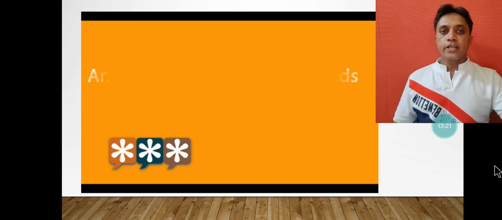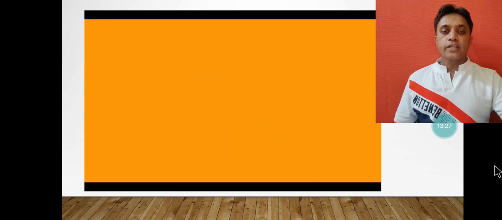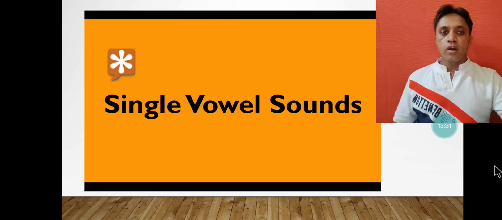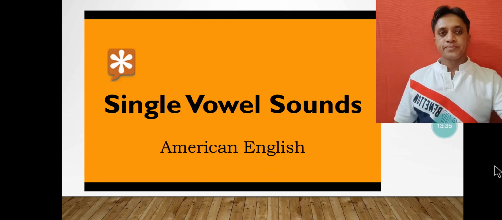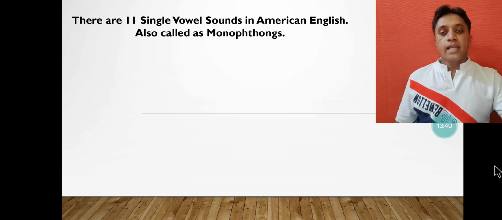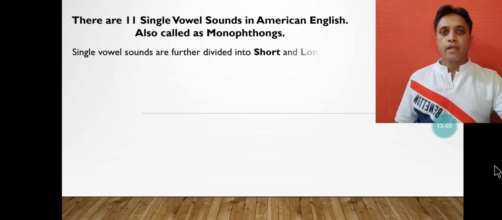Well, this is the American English vowel sounds, part 1 of a 3-part series. In this part 1, we will learn all the single vowel sounds of American English, or American accent. There are 11 single vowel sounds in American English. They are also called monophthongs.